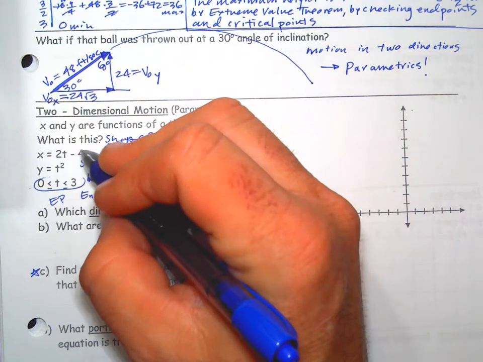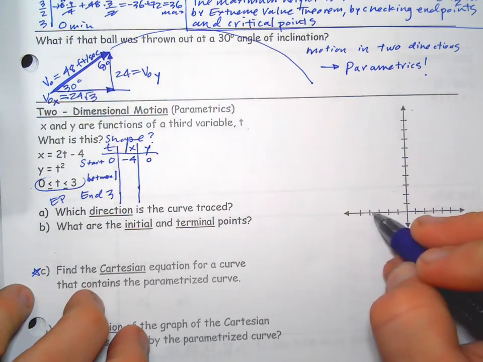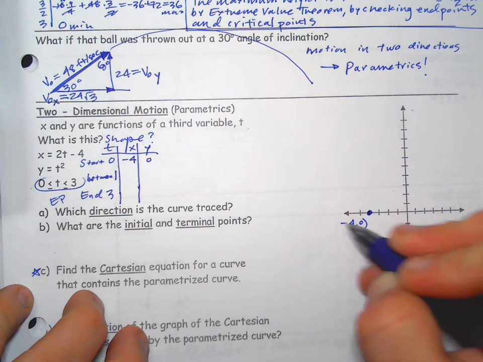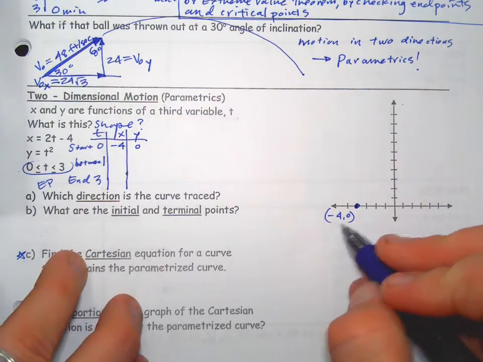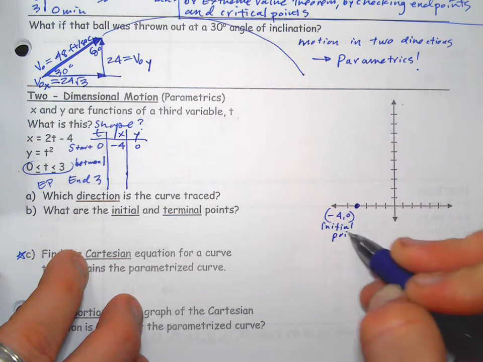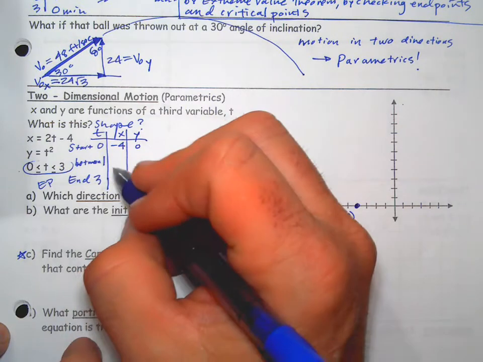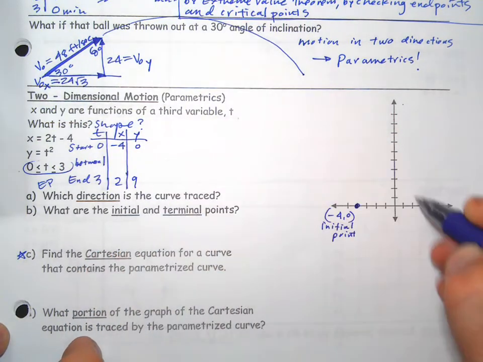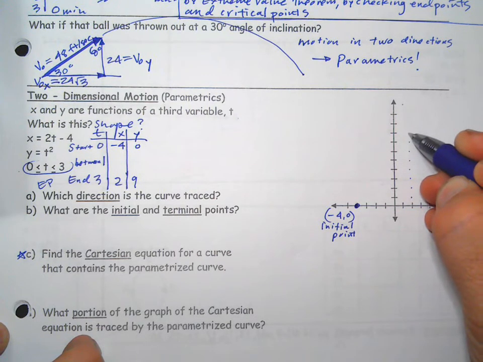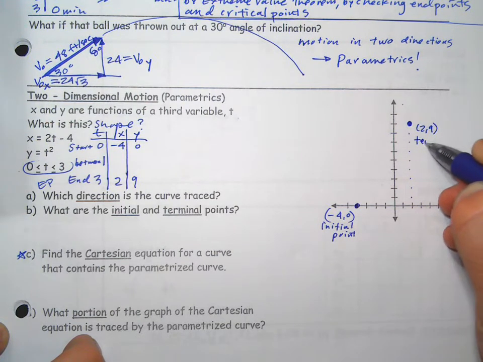So you plug 0 in. For here, you get -4, 0. So the first point is at -4, 0. It's right here. And we're going to be making graphs like this on the homework. What we call this is the initial point. It is at the earliest time on our time interval, okay? And then if we plug 3 in, we get 2, 9. So 2, 9 is what we call the terminal point, so the ending point.